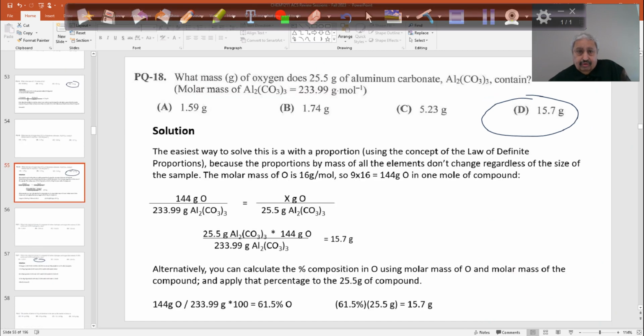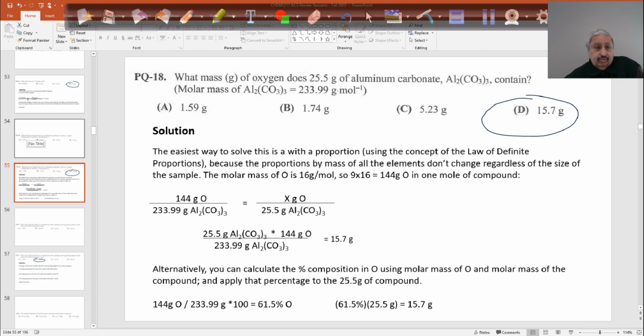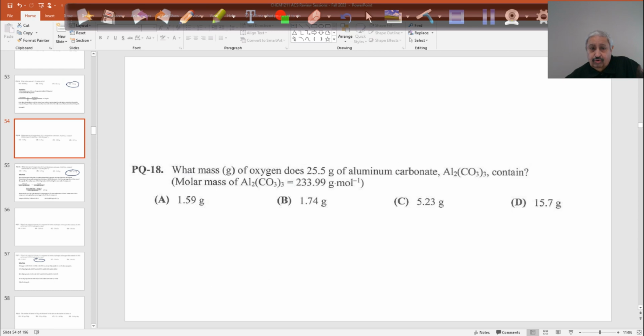So I need something in chemical equation. This one's redundant. Okay, this one, yeah. What's the mass in grams of oxygen that 25 grams of aluminum carbonate contains? And it's giving you the molar mass, correct?